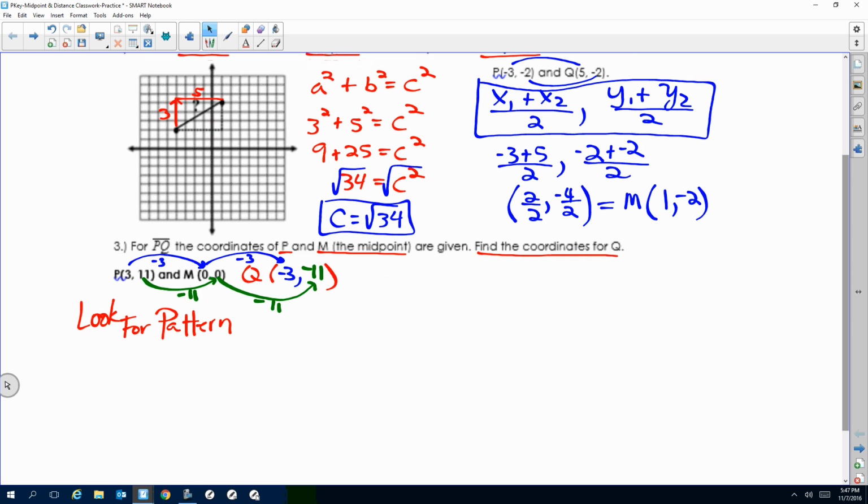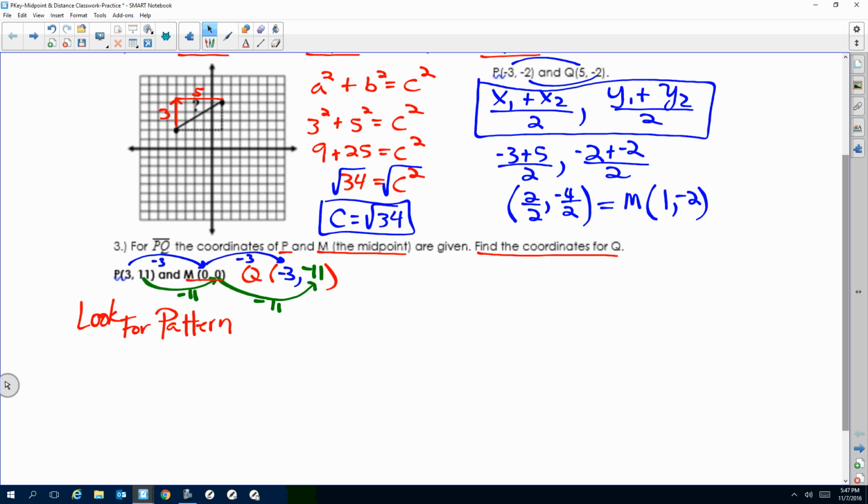Then number 3, finding the other endpoint when given the midpoint. So look for a pattern. If they give you the midpoint, the M, the midpoint has to always be in the middle. So that's our M right there. And this one you could probably see easily visually because we have 3, 11, and the midpoint is at 0, 0, the origin. So we have to have the same distance between them. So it's at -3, -11.